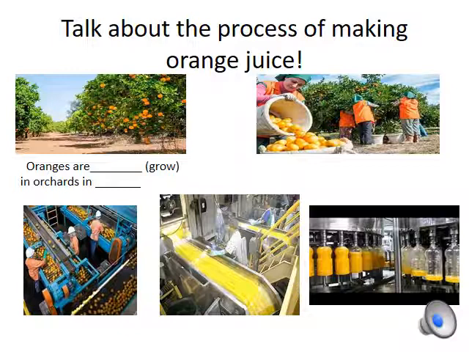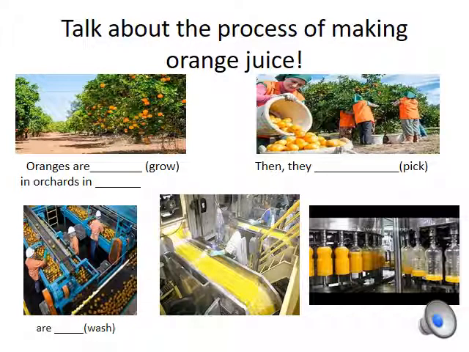grow, in orchards in which country? Then you have the verb pick. At the bottom in the factory, the verb wash, crush, produce. Finally, the juice, and you have the verb bottle. So stop the video and use these sentences to tell the story of orange juice. Good.